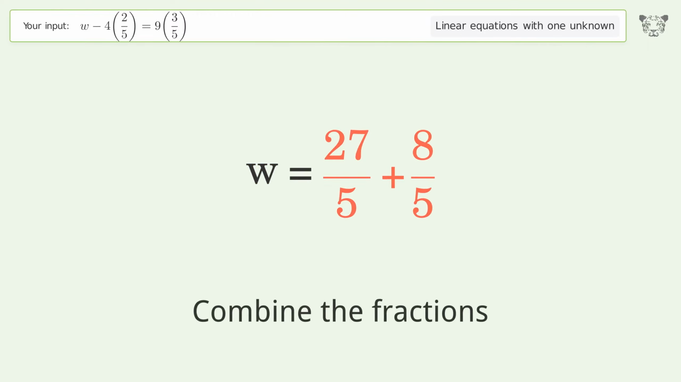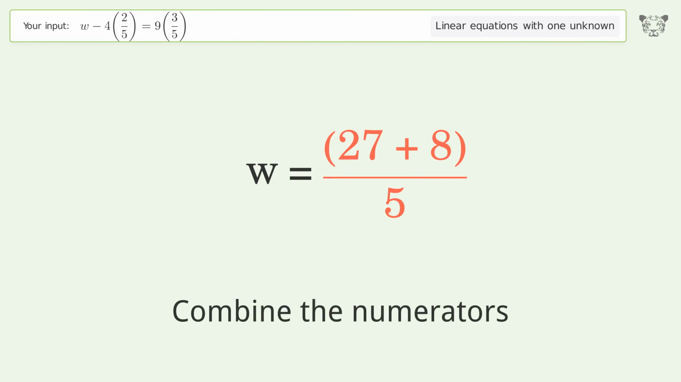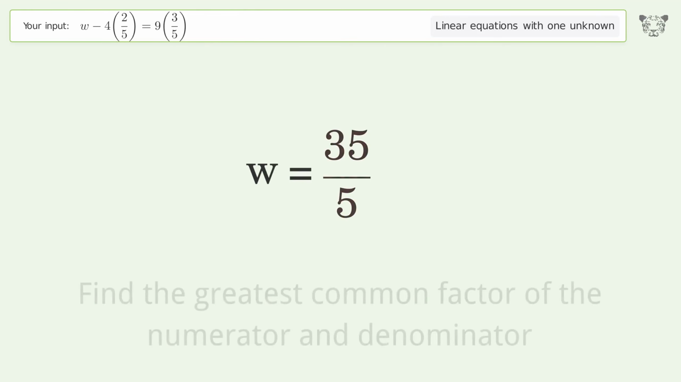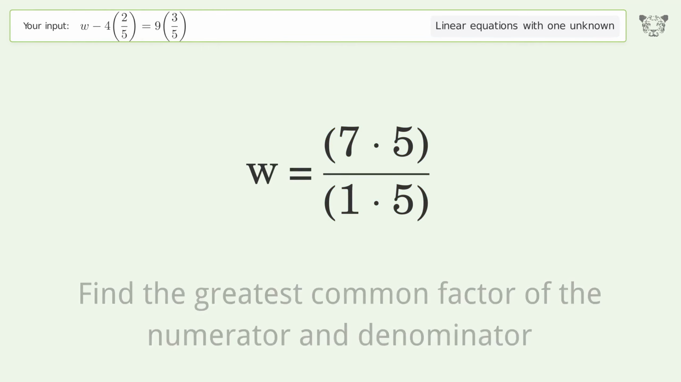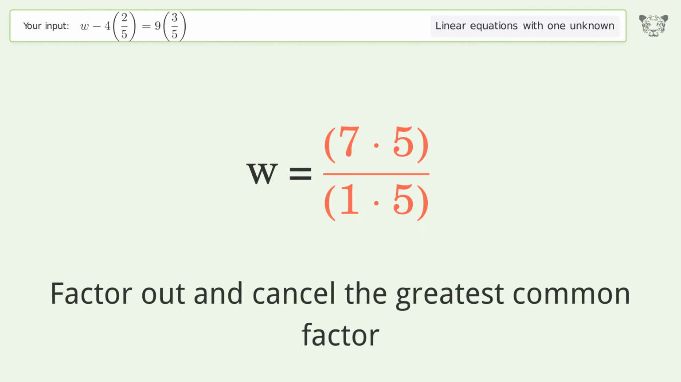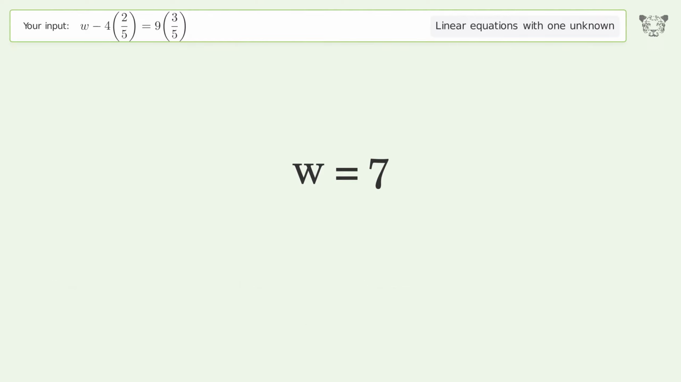Combine the fractions. Combine the numerators. Find the greatest common factor of the numerator and denominator. Factor out and cancel the greatest common factor. And so the final result is w equals 7.